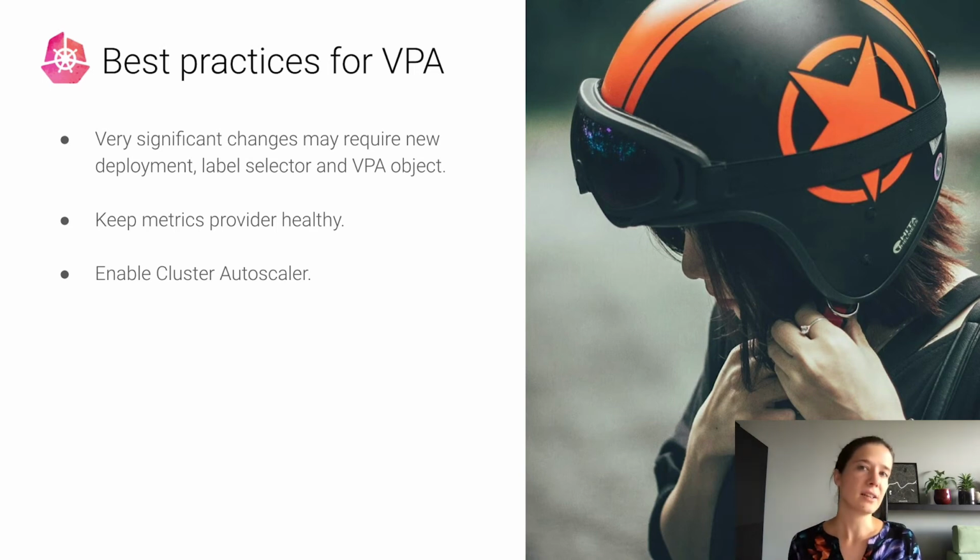To function correctly, VPA takes its metrics from a metrics provider. By default in Kubernetes, this will be metrics server. It is very important to keep that metrics provider healthy for VPA to be able to function. And lastly, in the same way as with HPA, you should enable cluster autoscaler in your cluster to make sure that as the workload sizes change up and down, the infrastructure can react accordingly.